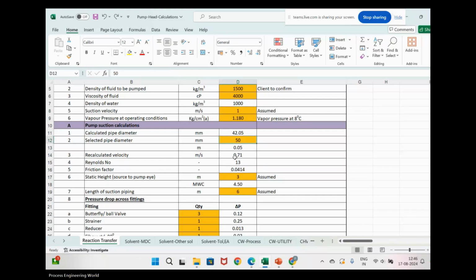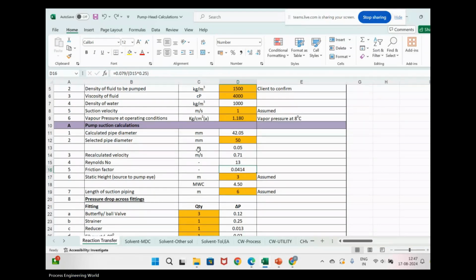Now what you will do is a Reynolds number calculation. Reynolds number is D V rho by mu. It's simple. Once you have calculated the Reynolds number, based on the Reynolds number you will calculate a friction factor.